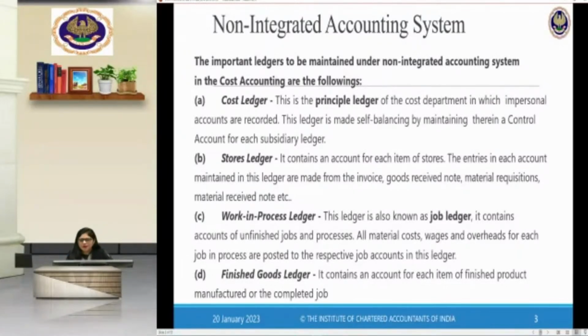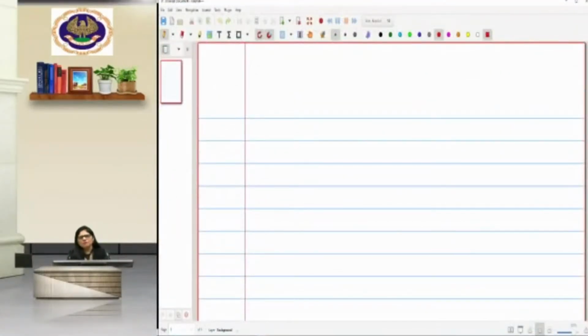Cost sheet is part of cost accounting, Danish. Okay, let me just explain you the process before we come to the ledgers. I'm just giving you the overview so that you understand what will be following in this session. This overview is important to make you learn what we'll be learning in the following session.